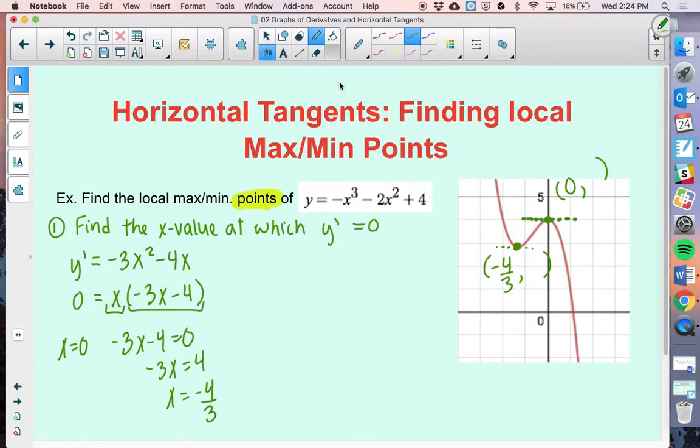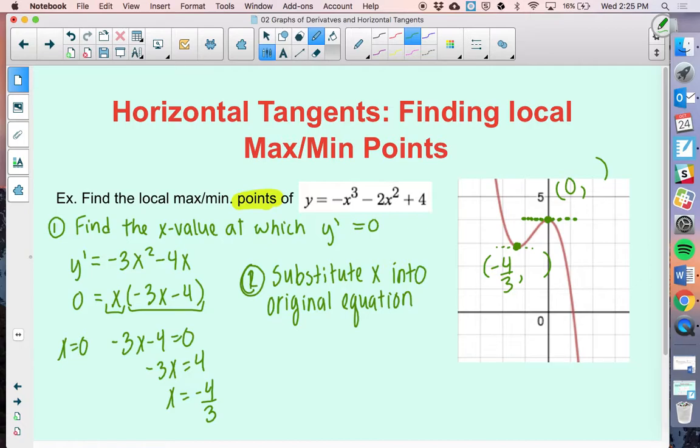So how do you find a y value when you know an x value? You plug the x value in. So the second thing is substitute x into the original. Remember, when you're trying to find a point, you're substituting into the original. When you're trying to find a derivative, or a slope, you're substituting into the derivative. So substitute x into the original equation.